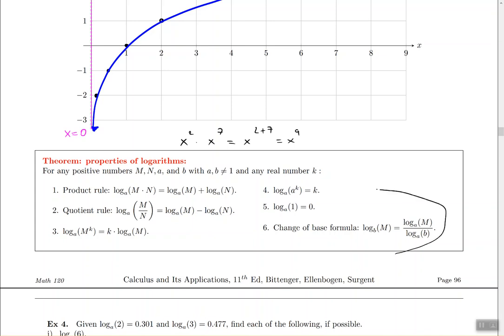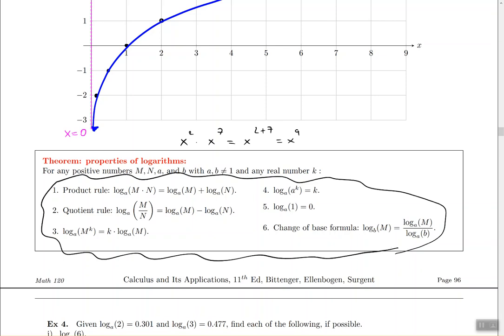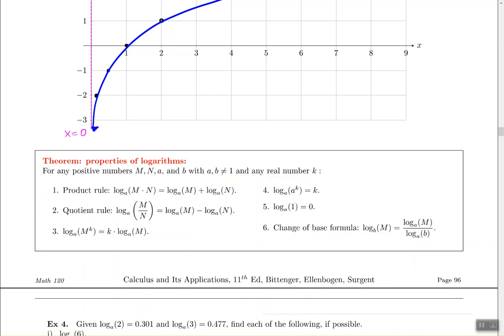Okay, so this table is something that you're going to have to memorize in order to be able to do the next few problems and in order to be successful in this chapter. The first one and the second one are super important. They're called the product rule and the quotient rule. Be careful what they say. The product rule says that the log of a product is the same thing as the sum of two logs. The second rule says the log of a quotient, the log of a fraction, is the difference of two logs. So it allows me to break numbers off and separate them into their own logs, or vice versa. If they're already separate, I can put them back together.